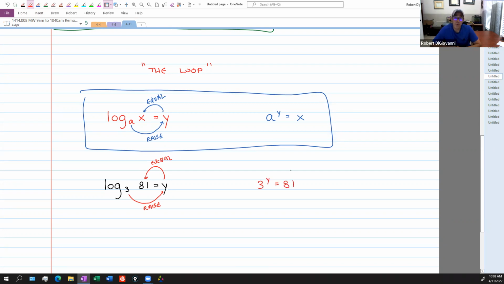And now we're back to what we were doing before, right? Isn't that back to what we were doing before? I say, oh, well, 3 to the y equals 81, and 81 is 3 times 3 times 3 times 3. That's 3 to the 4th power. And now you set these equal to one another, and that means that your answer must be 4.